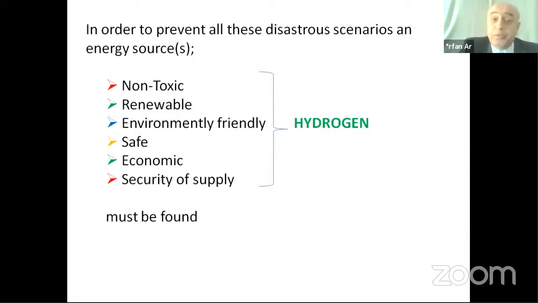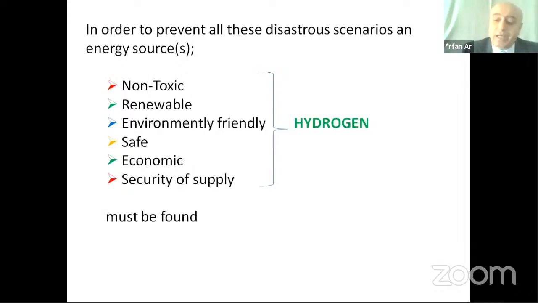In order to prevent all these disaster scenarios, we have to find a new energy source that supports sustainable industry and the sustainable development of society. This new energy source should have these properties: non-toxic, renewable, environmentally friendly, safe, economic, and provides security of supply. All these properties are found in only one fuel, that is hydrogen. Yes, the ancient element.